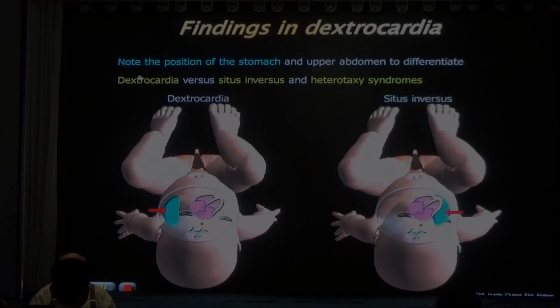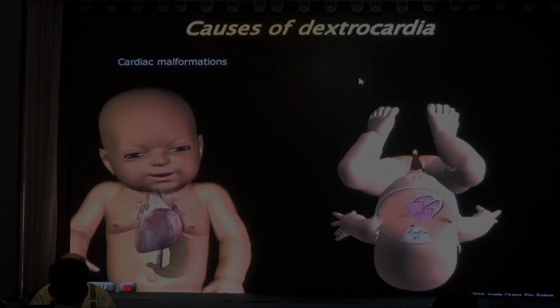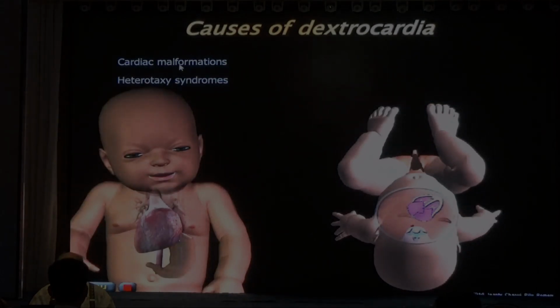Now, not only do you have to think about dextrocardia and situs inversus, but you also have to think about the heterotaxy syndromes. And I think tomorrow we'll talk about heterotaxy syndrome. So, what are the causes of dextrocardia, cardiac malformation, and the heterotaxy syndrome?